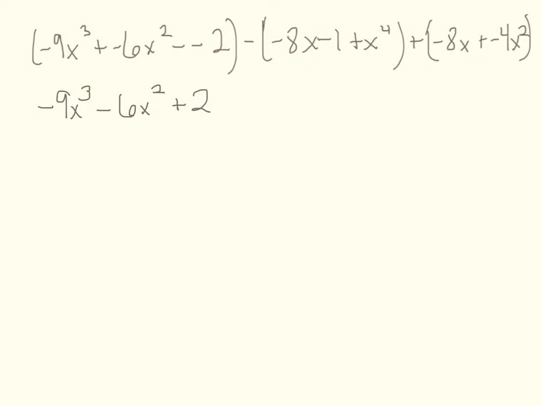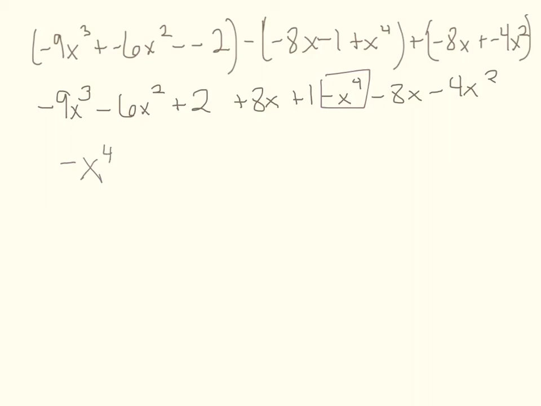Now the next group, we do have to change the signs because there's a negative in front of it. So it becomes plus 8x plus 1 minus x to the fourth. Then this last group will stay positive, so minus 8x minus 4x squared. Now let's look for the largest exponent. Right here we have negative x to the fourth, and it's the only x to the fourth.